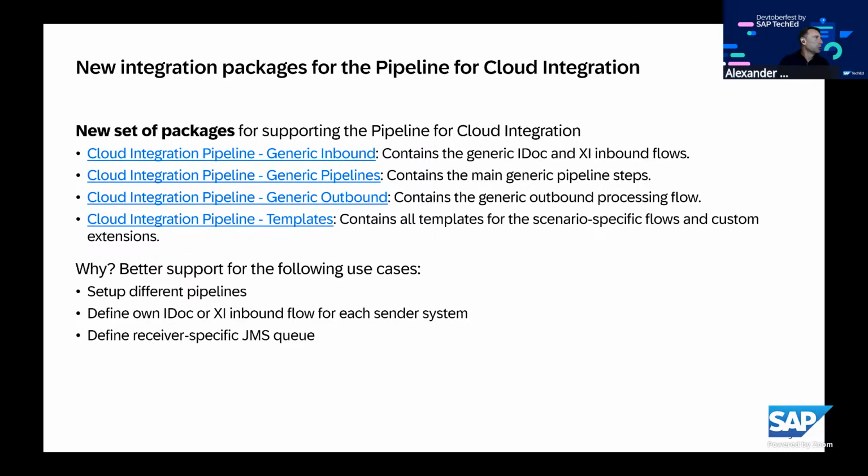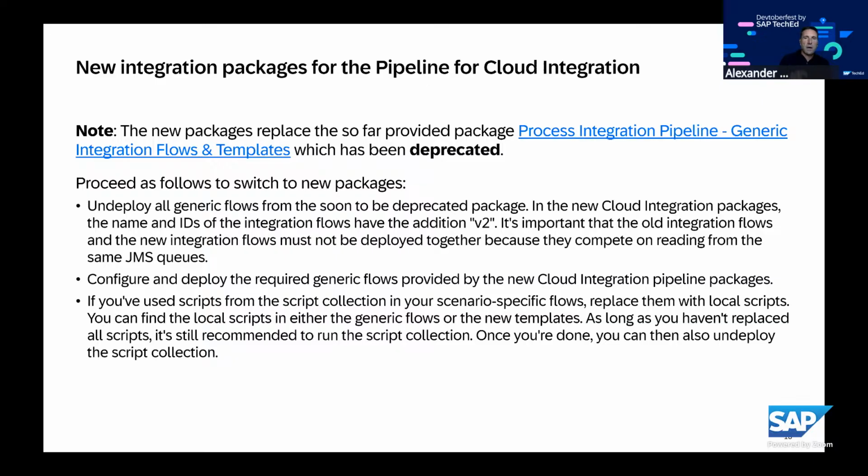So for those of you who have actually run the pipeline in the past, you would have noticed that the old package has been deprecated in the meantime, right? And then you need to switch to the new package, right? I mean, the old package still works. Also, the script collection that we have there still works. If you update the package, you will notice that the name has now changed to deprecated, right? But it still works, so you still have time to do the move to the new packages.